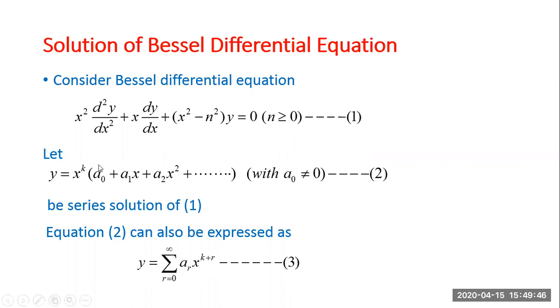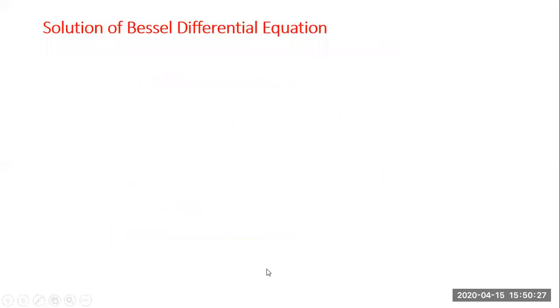Here I start with y is equal to x power k into this infinite series as the solution of equation 1. Since 2 and 3 are one and the same, and 2 is a solution of equation 1, this y must satisfy the given equation. So for that I differentiate equation 3 with respect to x two times. I find dy by dx and d square y by dx square and substitute in this equation. Then I try to find the value of k as well as the coefficients a0, a1, a2, a3 and so on. So let me differentiate equation 3 twice with respect to x.